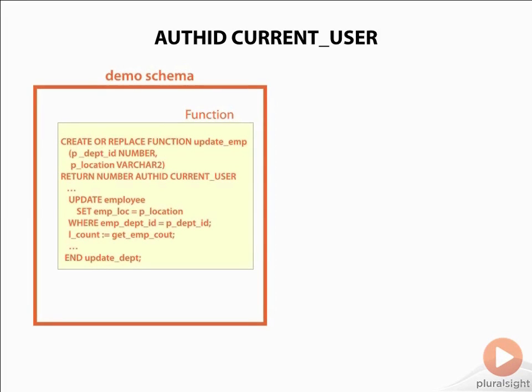Authid current user allows the resolution of external references to happen based on the privileges of the user calling the program. So here is the same function updateEMP in the demo schema, but now it is defined as authid current user. The demo schema contains the employee table.